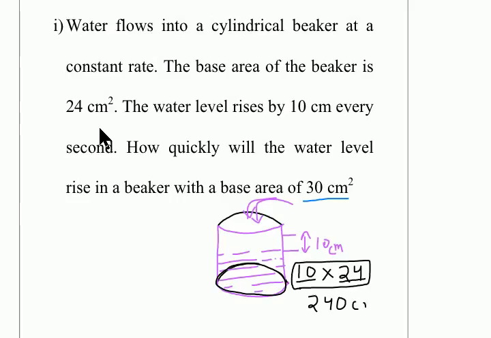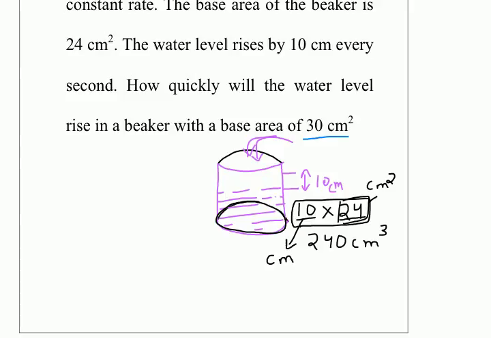And what is the unit of volume? It's centimeter cube. So this is the area, unit being centimeter square, and this is the height or the depth or the length depending on the situation, unit being centimeter. So when you multiply centimeter square with centimeter, the unit you get is centimeter cube.